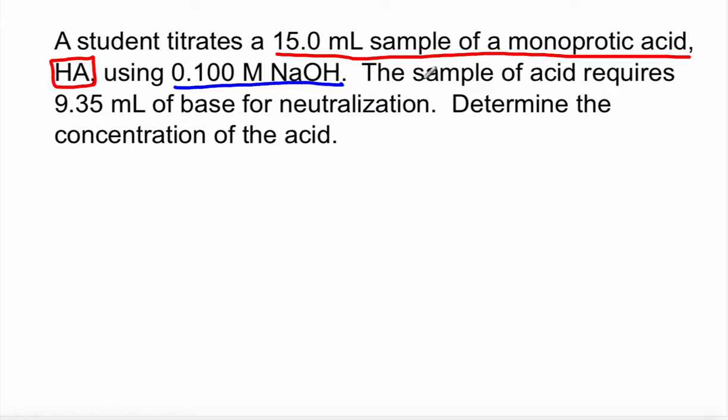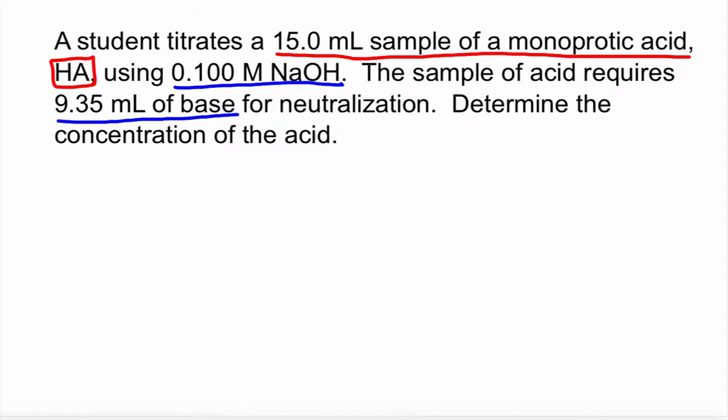The next sentence reads, the sample of acid requires 9.35 milliliters of the base for neutralization. And that's important because those pieces of information are going to be useful in solving for the concentration of the unknown acid. And then finally it asks us to determine the concentration of the acid.